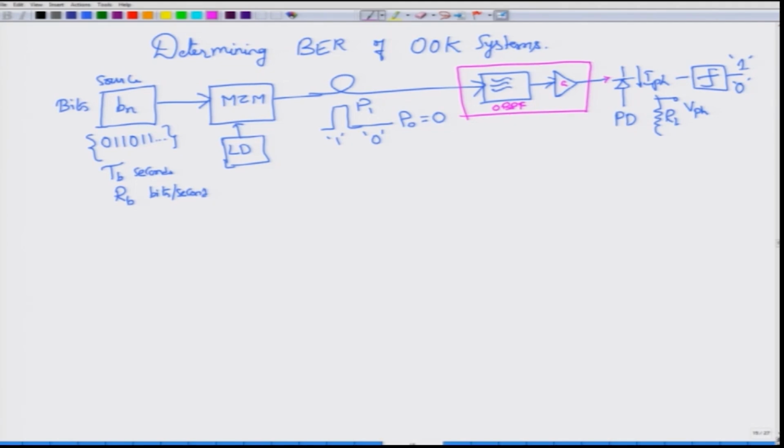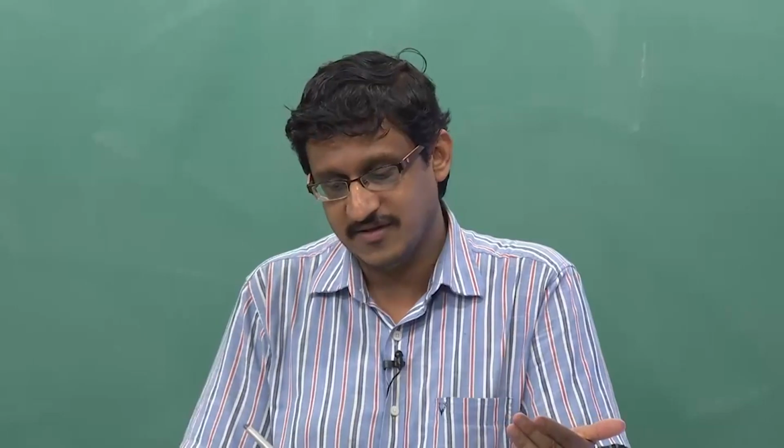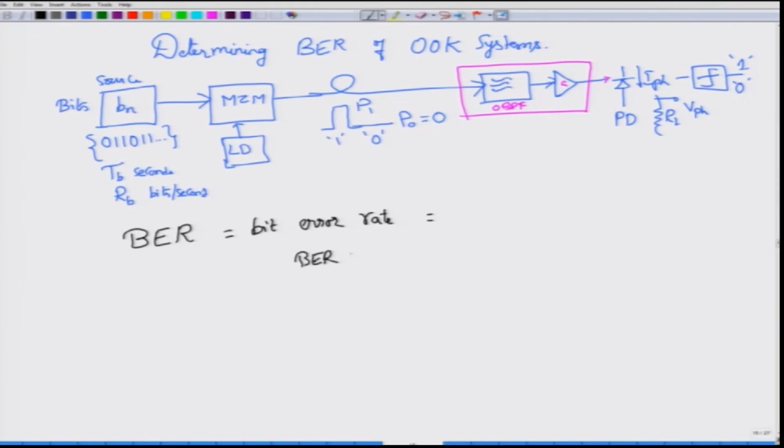So, we will look at this model, and what we are interested in is this quantity called bit error rate. If you expand this, it stands for bit error rate, and this is a quantity that is normally found on commercial modems, or on anything that you are going to purchase, or in system design where you are asked to keep the bit error rate to be less than 10 to the power minus 9.